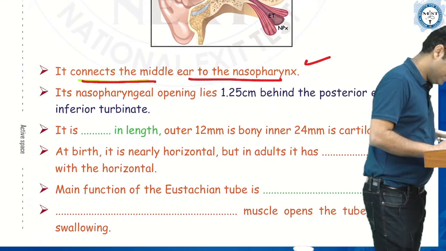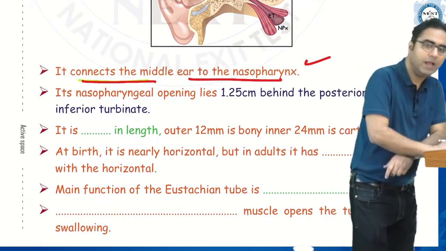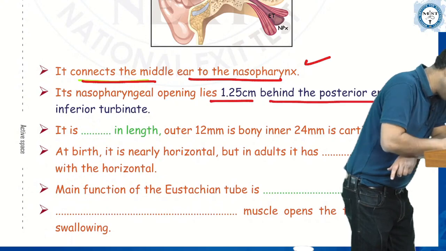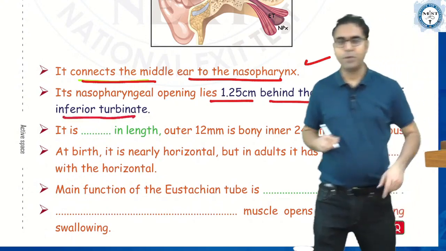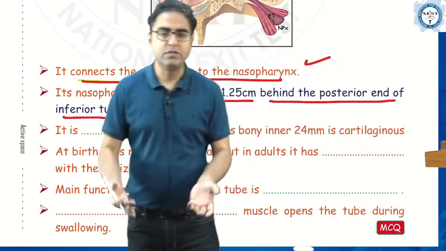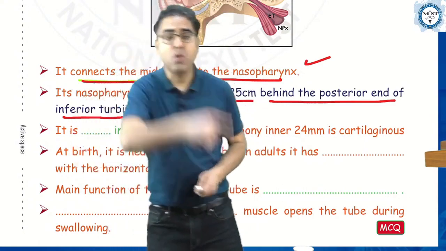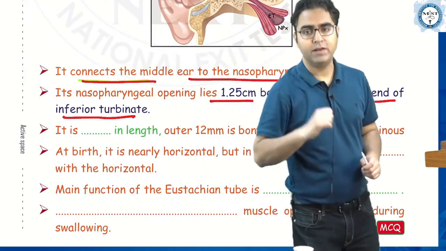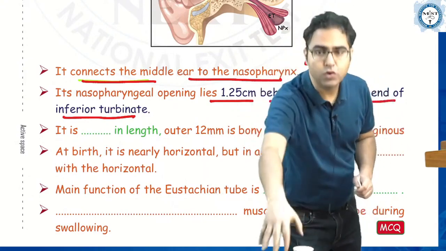Okay. Its nasopharyngeal opening lies 1.25 centimeter behind the posterior end of the inferior turbinate. I hope you remember, right behind the nose is the nasopharynx. What was the choana? Anybody? The choana was the posterior opening of the nasal cavity. Behind the choana is the nasopharynx.